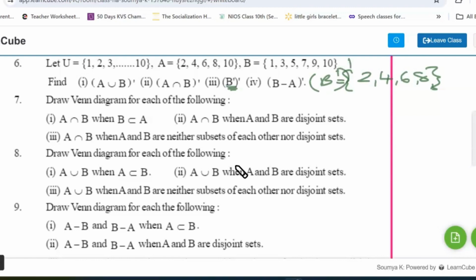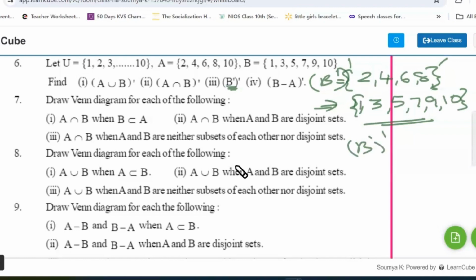Now again find the complement of that. So remove these elements from your universal set. That would be 1, don't include 2, include 3, 4, then 5, 6, 7, 8, 9 and 10. So this is the new created set, where it says B complement of complement. This is the solution for that.